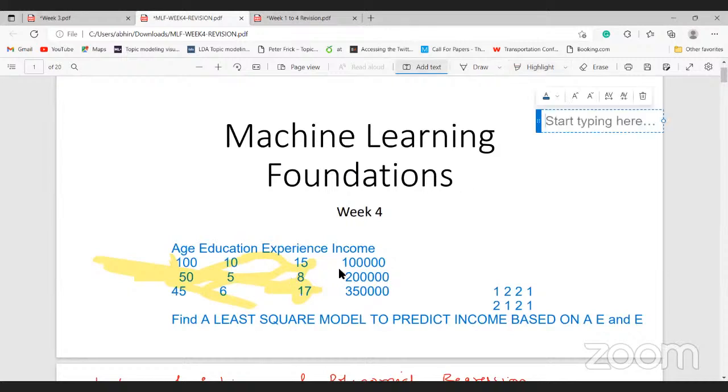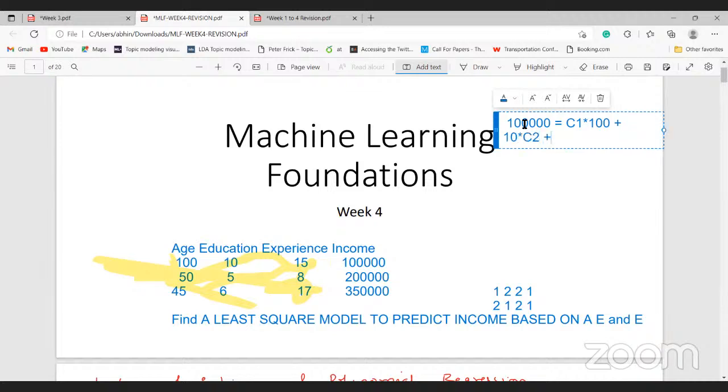Now suppose I have this data and I want to fit the model. It should be like this: 100,000 for the first record is equal to some, let me call age as A, C1 star 100 plus 10 star C2 plus 15 star C3 plus C4. This is what a linear regression model looks like. So you have to find C1, C2, C3, C4.